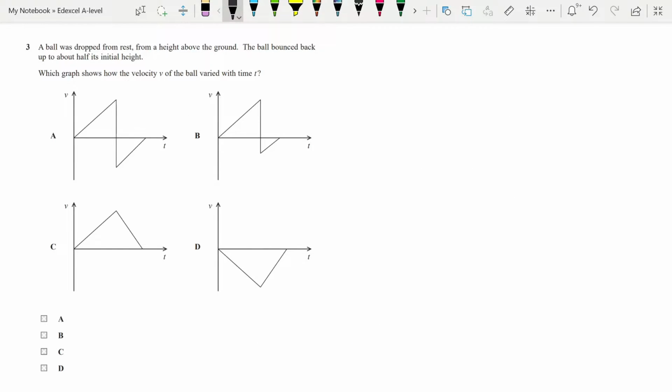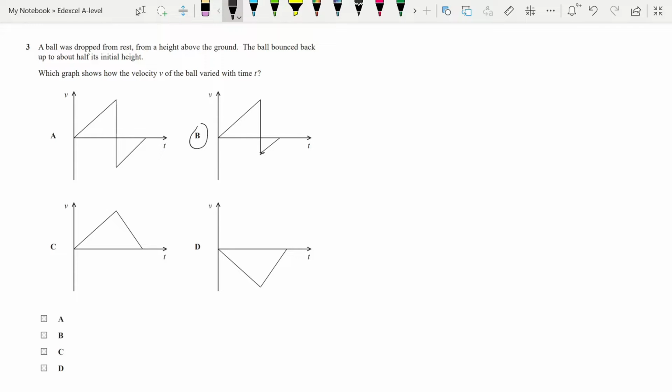Another favorite is the bouncing ball. So a ball drops from rest at a height above the ground, the ball bounces back up to half its initial height, which graph shows the velocity? Now, of course, people are tempted to go with B because they're thinking displacement time graph and not velocity, and they see half the height and they think, well, it must be B. Of course, remember this is a velocity time graph.